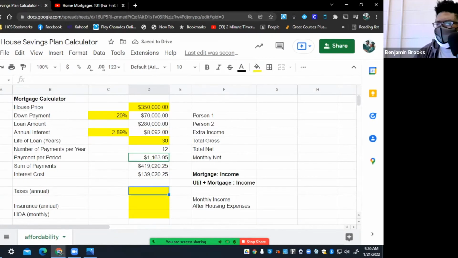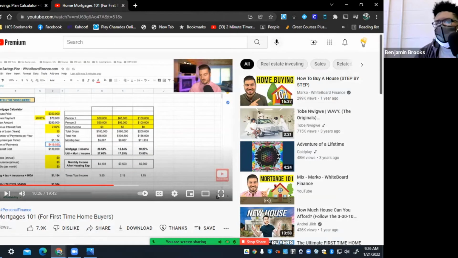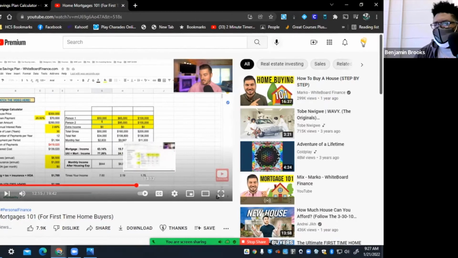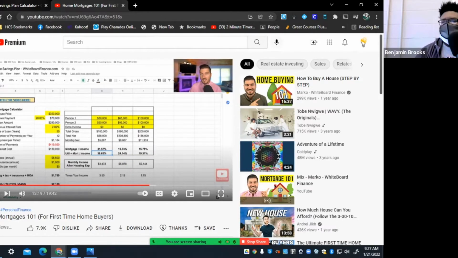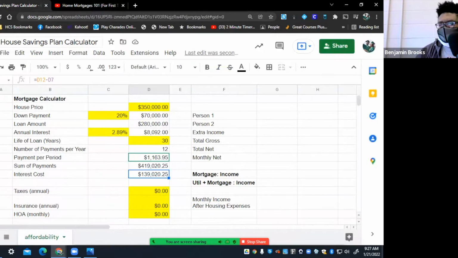Okay. So we'll start off with $0 in each category. In his scenario, he's going to put $6,500 in taxes. We're going to talk about how to calculate taxes. And he's going to put $1,000 in insurance. So I guess that's probably private mortgage insurance.